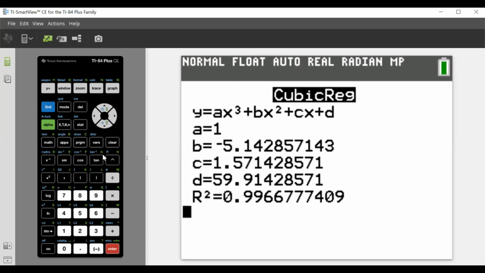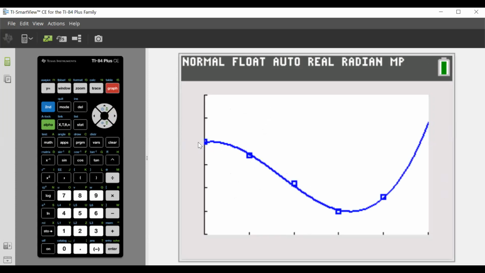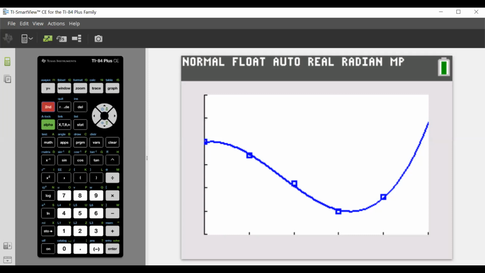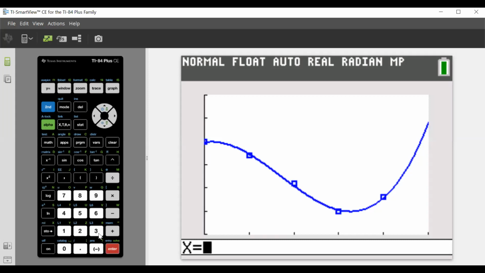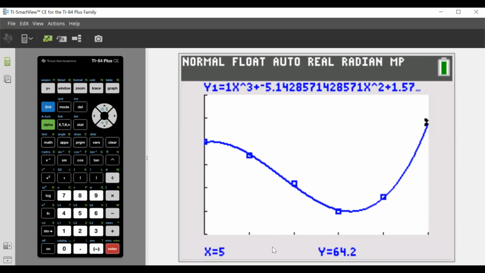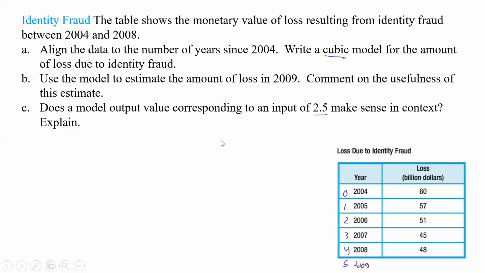Okay. Now, what does it look like? Well, that's what it looks like. It looks pretty good. It actually hits all those points, so that's good. And so now that would be my model. Now 15 says, what is it at 2009? So what we can do is go second calc, and we want value. And 2009 we said was 5. And so that says it's going to be 64.2. Now we'll remember 64.2. Now let's go back to our page here, and let's write down what we have.